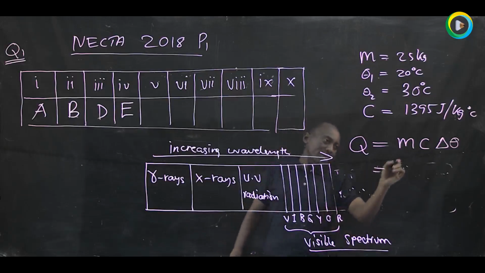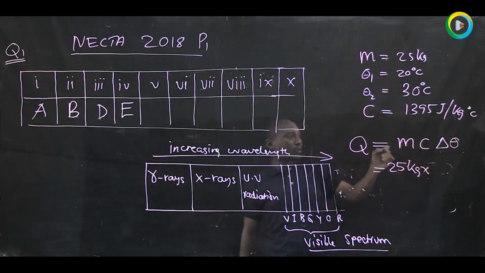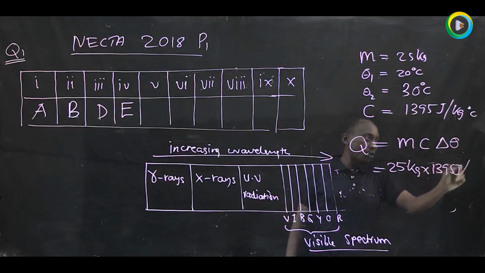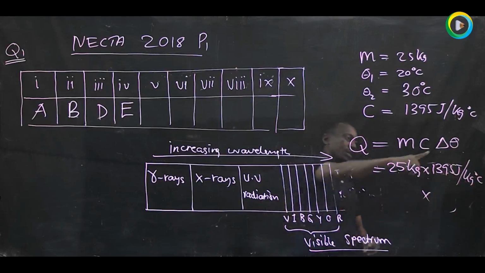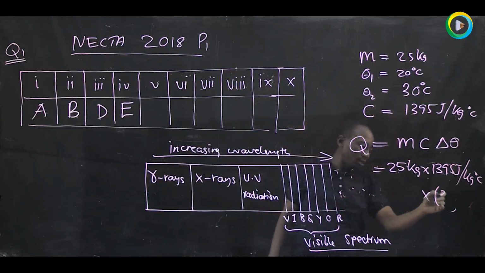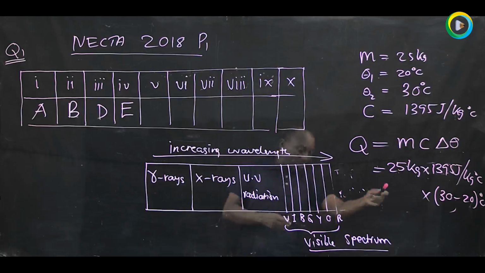In this case, the mass of the substance is 25 kilogram. You multiply by the specific heat capacity, 1395 joules per kilogram degree centigrade. Then you multiply by the change of temperature. The change in temperature is from 20 degrees centigrade to 30, and therefore the change will be theta 2 minus theta 1. This will be 30 minus 20 degrees centigrade. Now you can calculate it from here.